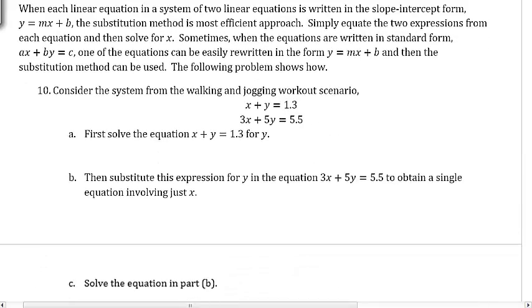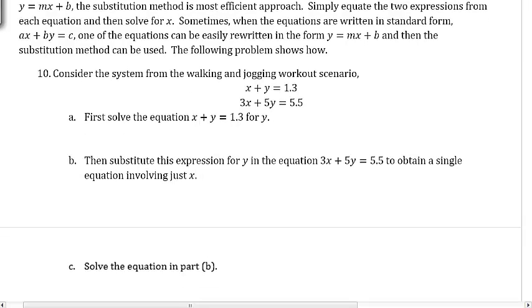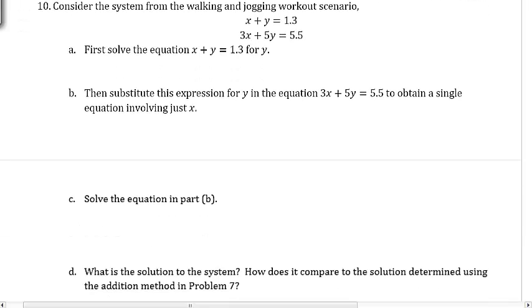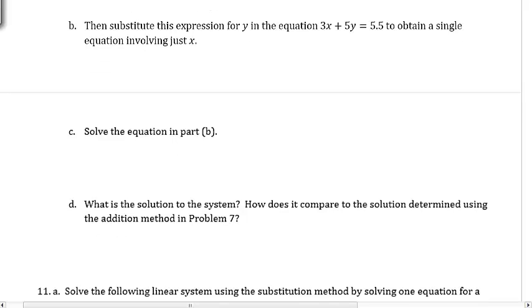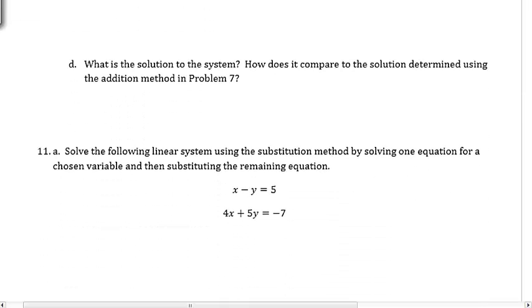So this is stepping you through the substitution method. Again, it's the same system that we've solved several times already, so we're not going to go through and solve that one again.